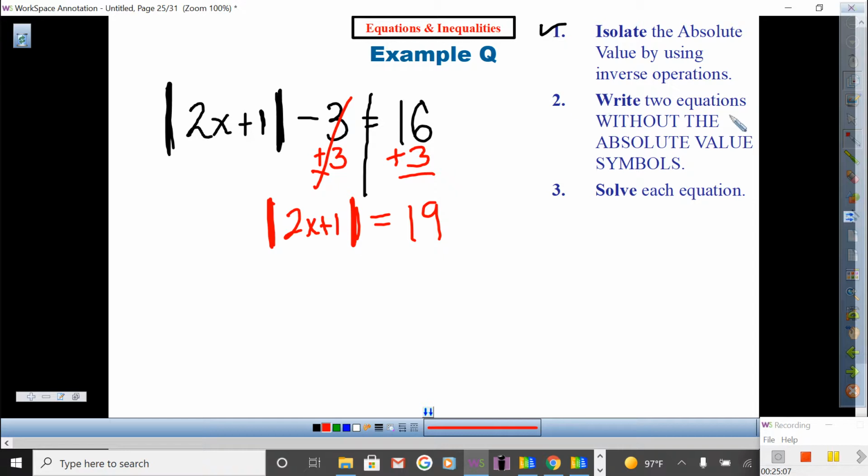Go to step 2. Write 2 equations. So I'm going to write negative 19, and what's inside? 2x plus 1. And then we got what? And this is negative. This is positive.